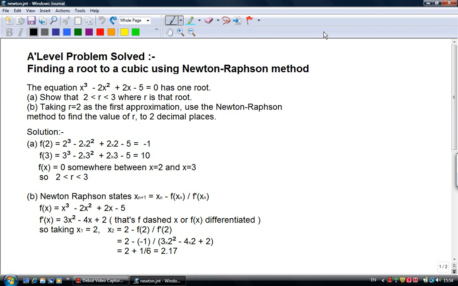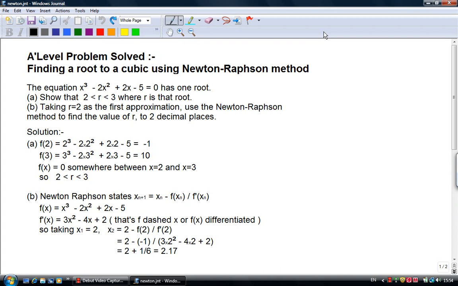So we've written down the function again, f of x equals x cubed minus 2x squared and so on. F dashed x, or f x differentiated, is what that stands for. So we're differentiating x cubed to 3x squared, and the minus 2x squared becomes minus 4x, the plus 2x becomes plus 2, and differentiating the minus 5 just disappears.